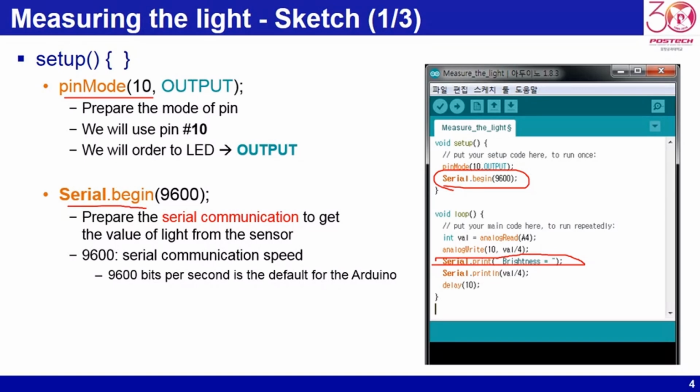First, digital pin number 10 in the setup function is set to the output mode. This is because the circuit is configured to turn on and adjust the LED on digital pin number 10. Then we use Serial.begin. This is a stage to prepare for serial communication. This is needed because serial communication is essential for the sensor to measure the amount of light and transmit data to the PC.